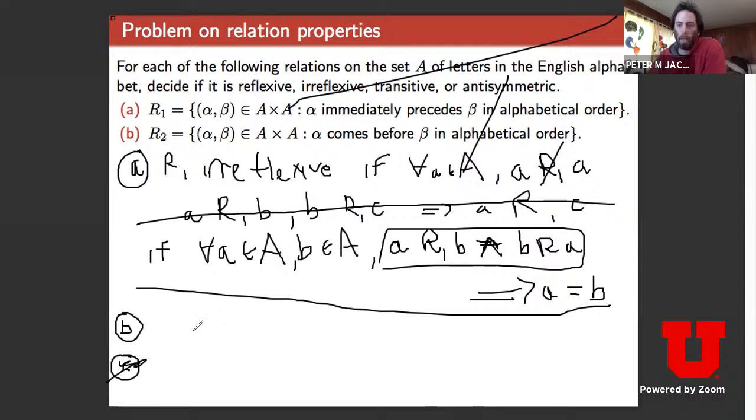Yes, it is. For the same reason that R1 was anti-symmetric, R2 is anti-symmetric, because the antecedent is trivially true, because a letter never precedes itself. Okay, let's move on to the next one.